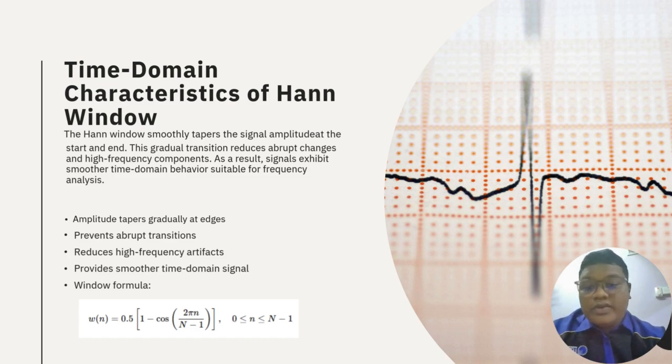For the window formula, w(n) represents the window function, n is the discrete time sample index, and N denotes the total length of the window. The gradual taper prevents the abrupt transition, unlike the rectangular window. This is for the Hann window characteristics.